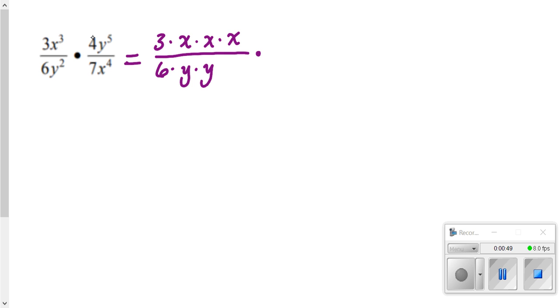Now I'm looking at the 4y to the fifth. That means I have 5 y's multiplied together. And down here I have 4 x's multiplied together, also the number 7.